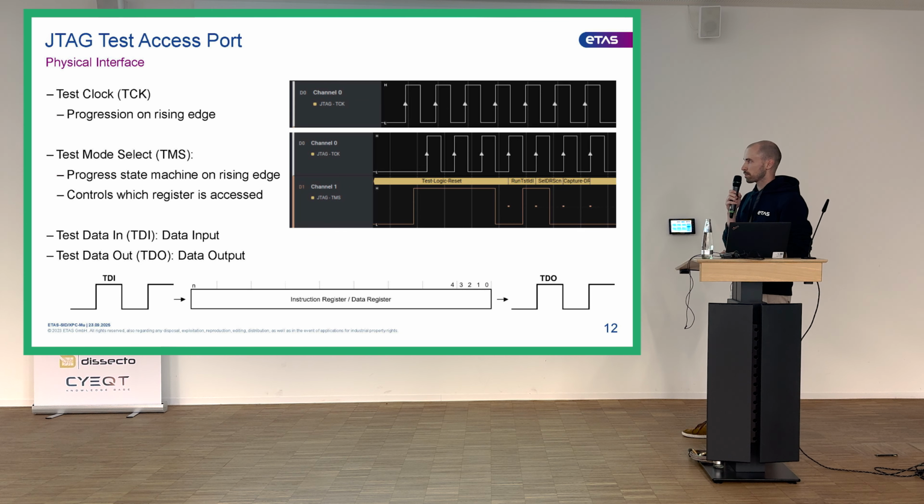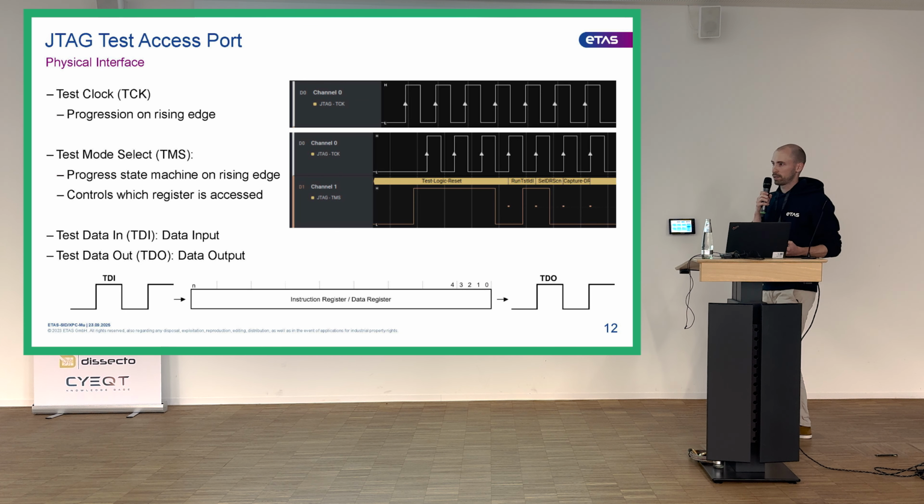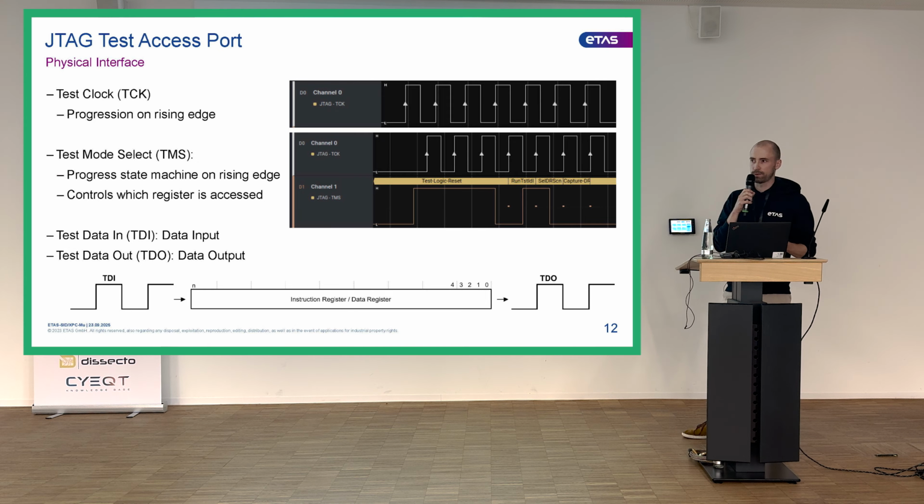And then we have TDI and TDO. What's important to mention about these is that this is a shift operation. So when I update a register, I shift the bits in and I shift the bits out at the same time, one by one. So if I have a 32-bit register, then I have to do 32 clock cycles to push the new information in and to get the old information out. And I can't just read or write, I always have to do both because it's a shift operation.